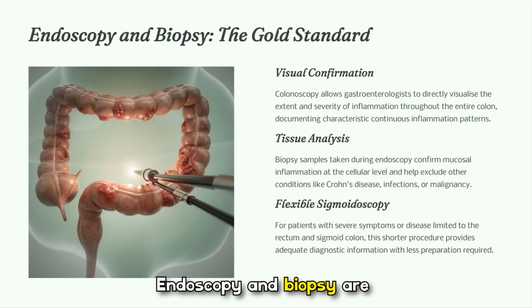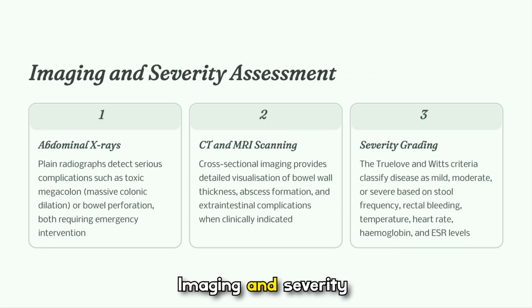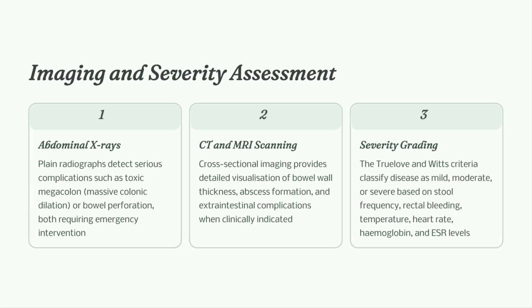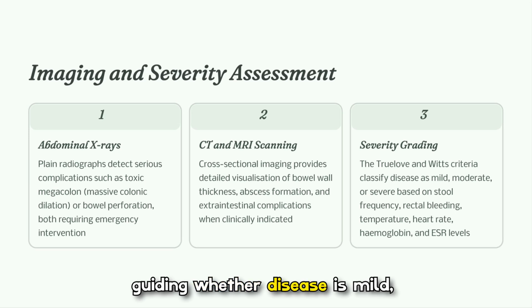Endoscopy and biopsy are considered the diagnostic gold standard, allowing direct visual confirmation of continuous colonic inflammation, targeted tissue sampling to confirm mucosal disease, and shorter, flexible sigmoidoscopy options when appropriate. Imaging and severity assessment complement endoscopy, with abdominal X-rays spotting urgent complications like toxic megacolon, CT or MRI showing wall thickness and abscesses, and clinical scoring systems guiding whether disease is mild, moderate, or severe.